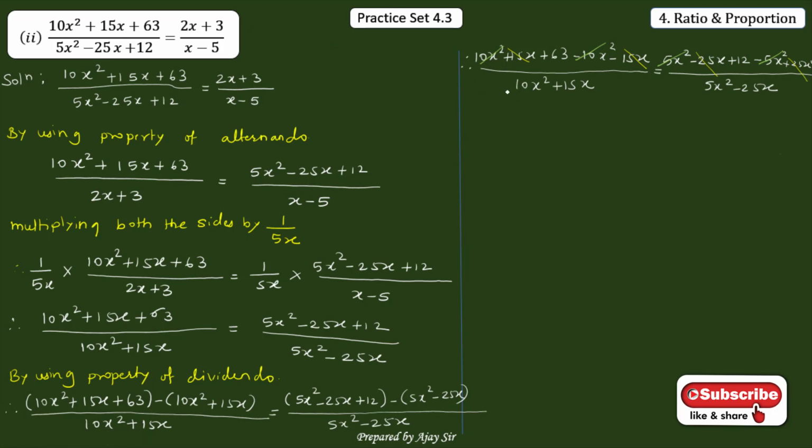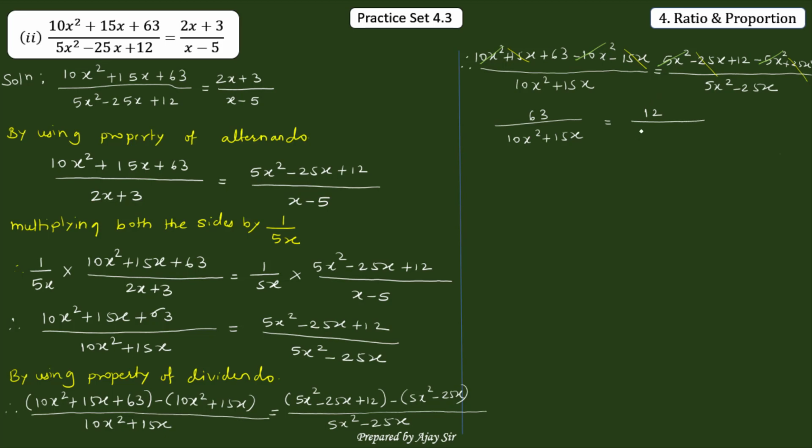That is, 63 only remaining in the numerator. That is 63 upon 10x square plus 15x is equal to, on this side 12 is remaining only, divided by 5x square minus 25x.